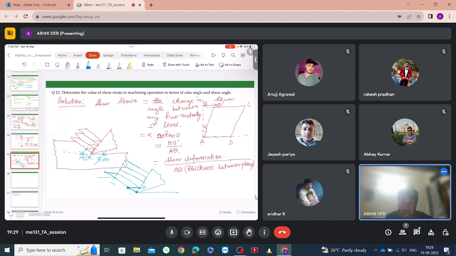Suppose this is A, this is B, this is B dash, this is C, and this is D. Now you tell me which one will be the shear. If we compare with this one, what will be the shear? This is the same diagram. A, B, B dash, C, and D is shown here. It was initially A, B, C, D, but due to shear, B has become B dash and C has become C dash. So what is the shear as compared to this angle?